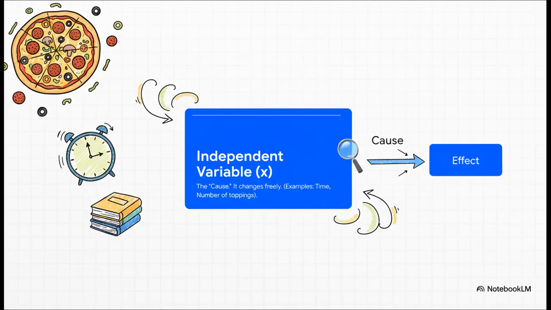So, say hello to our leader, the independent variable. We usually just call it x. Think of x as the cause in a cause and effect story. It's the number of pizza toppings you decide to get, or maybe the hours you put into studying. It's the thing that changes freely, all on its own.